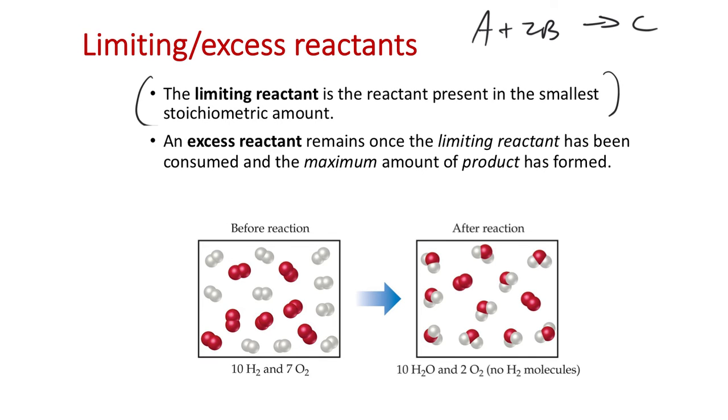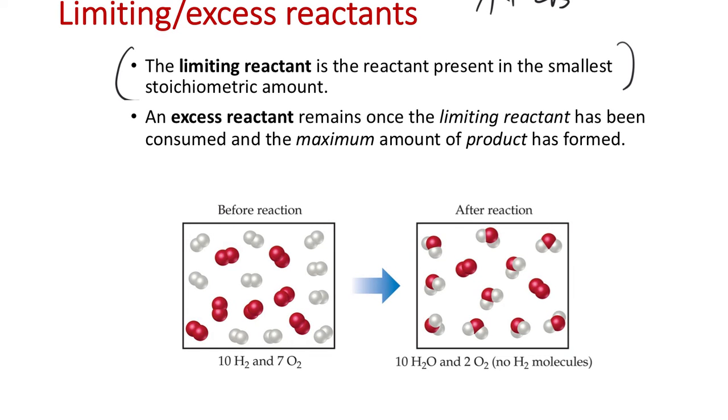And so the excess reactant is the reactant that remains once the reaction has completed. At the point you consume the limiting reactant, you've reached the maximum yield of the reaction. We'll talk in a couple of slides about the percent yield of a reaction. The yield of a reaction is how much of that maximum yield you actually obtain.